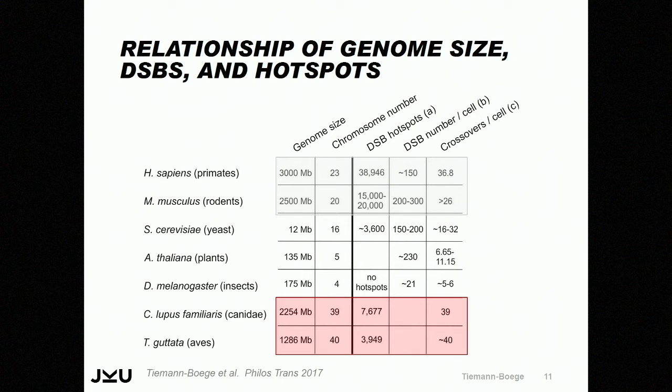And you have things like yeast that have much, much smaller genome sizes, about the same number of chromosomes, and also about the same number of double-strand breaks as much larger genomes like those found in humans or in mice.